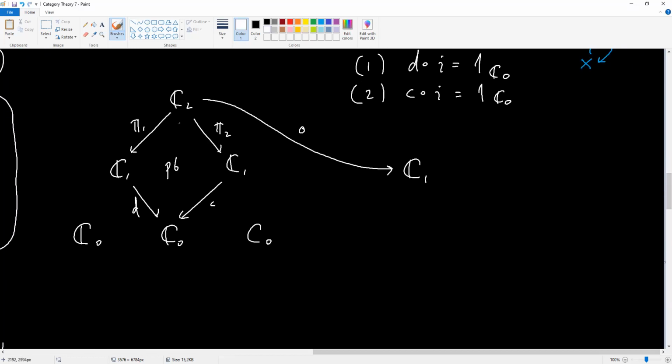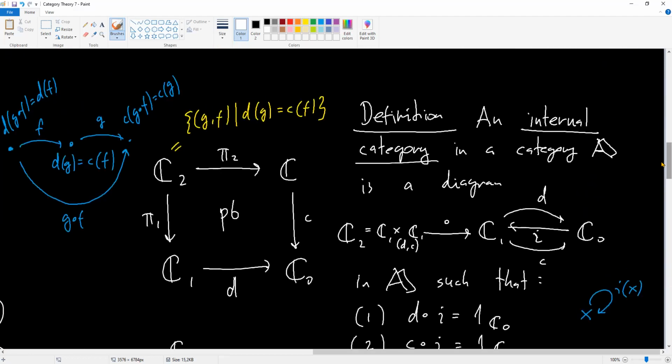Okay, so I compose, right? I apply the composition map, and then I take the domain. And this must match with, no, sorry, on this side I want to take the codomain. This must match with what? Let's see. The codomain of the composite matches with the codomain of G, right?